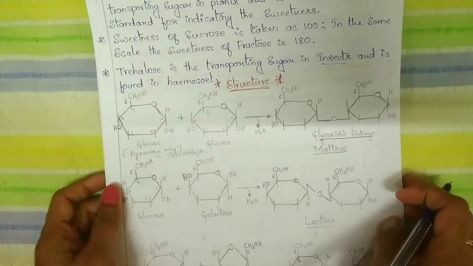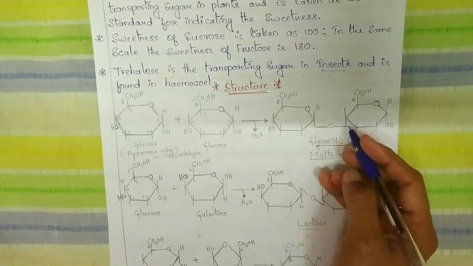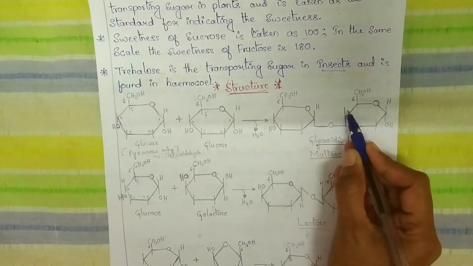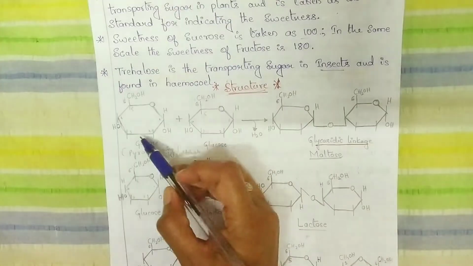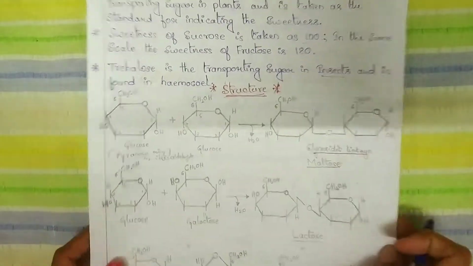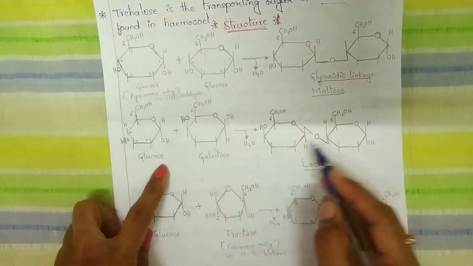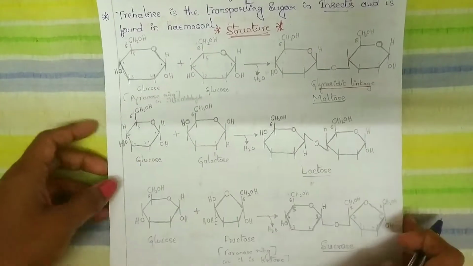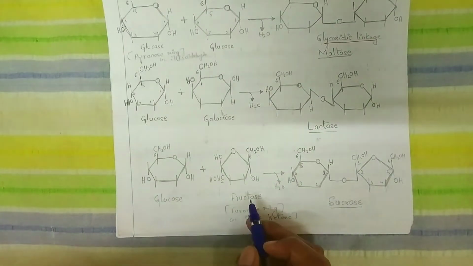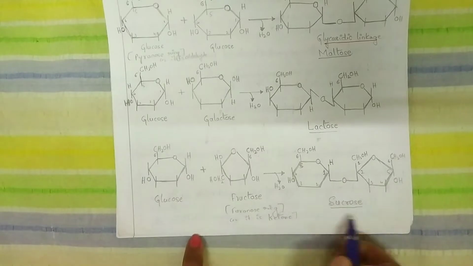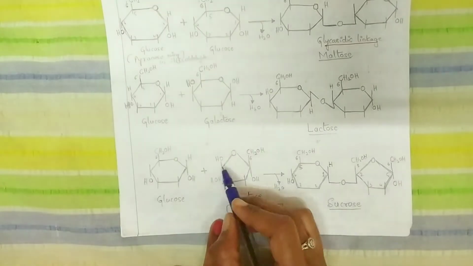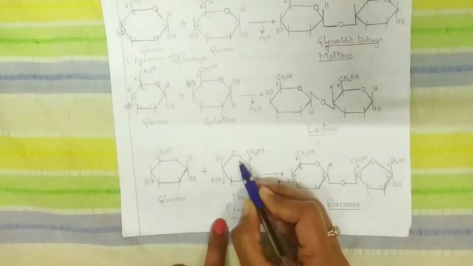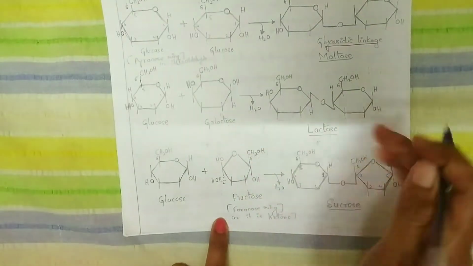These are the structures which I have written here, for disaccharides only. Glucose plus glucose forms maltose. This is the glycosidic linkage, and this is the pyranose ring. The next one, glucose plus galactose, gives rise to lactose. This is also a glycosidic linkage, another type. Then the next one, glucose plus fructose, forms sucrose. Here you can see fructose is actually not a pyranose ring, it is a furanose ring, as it is a ketone, and these are the aldehydes.